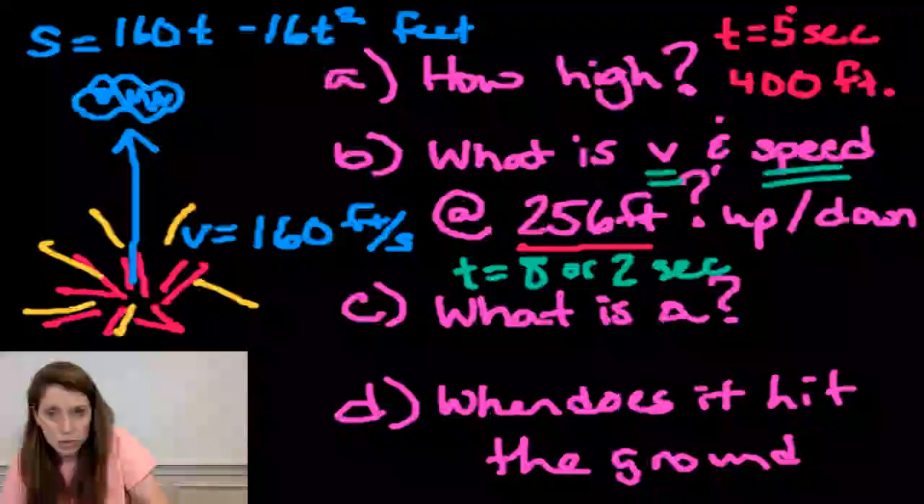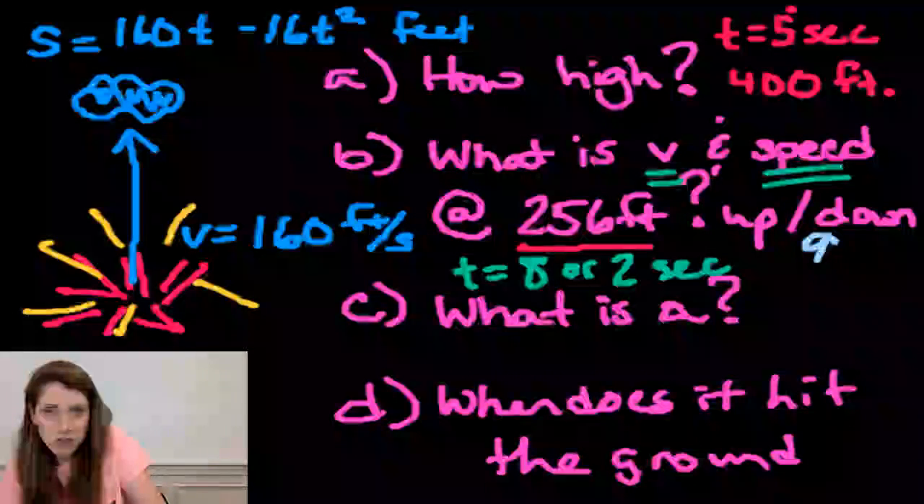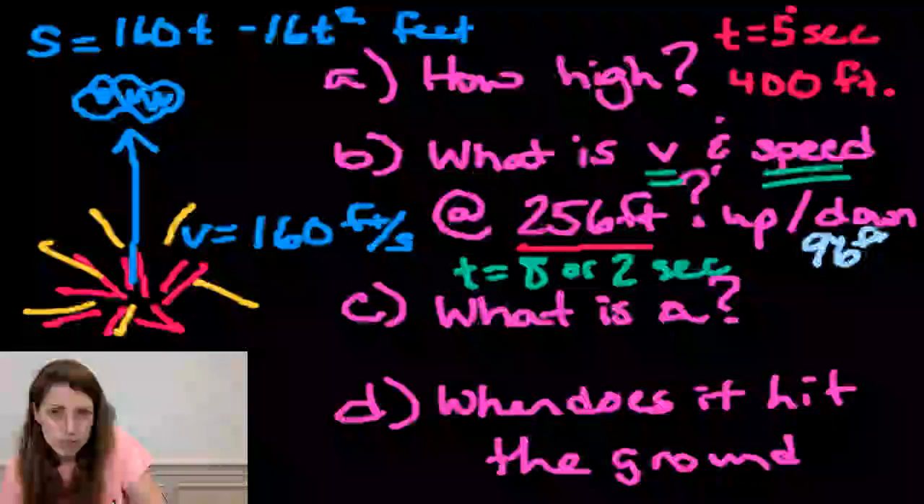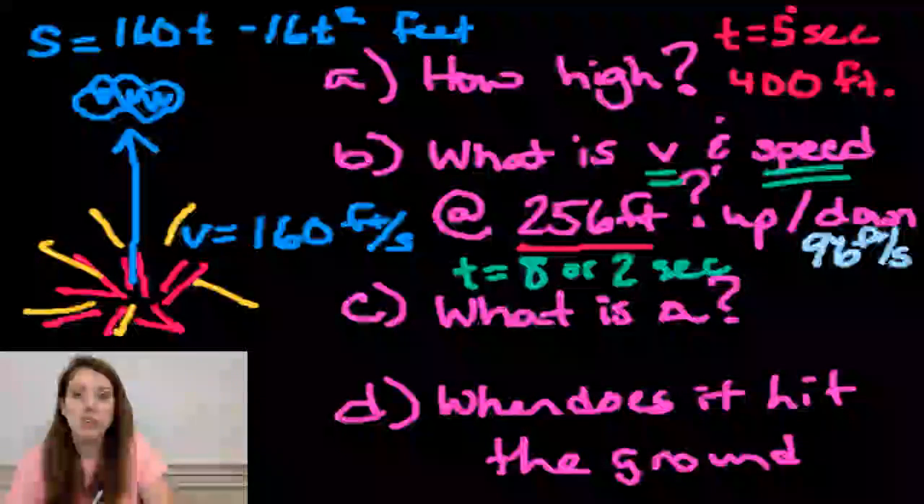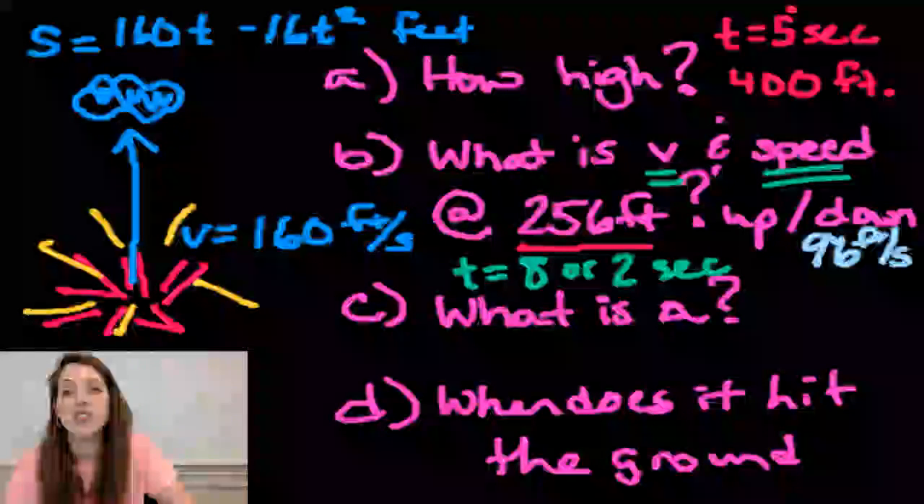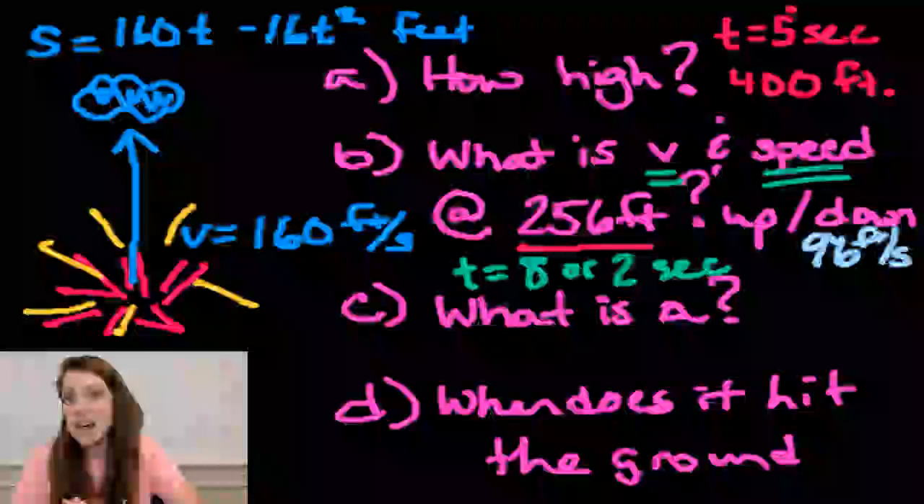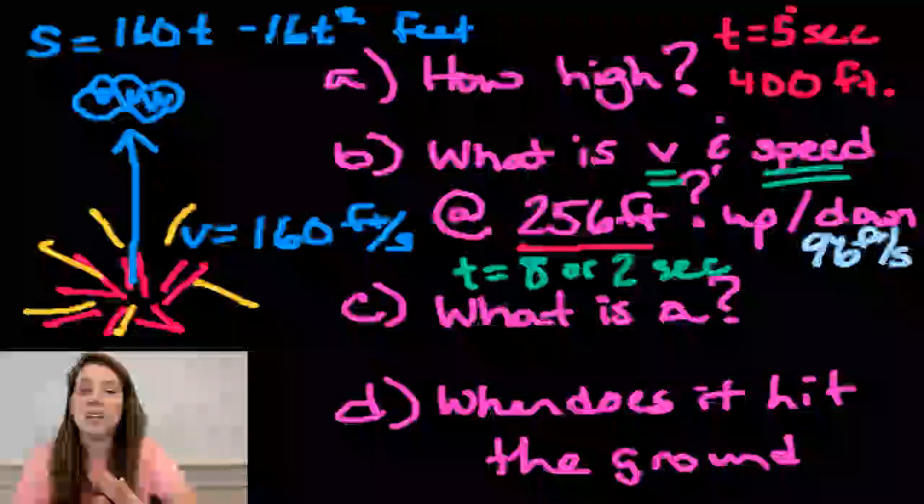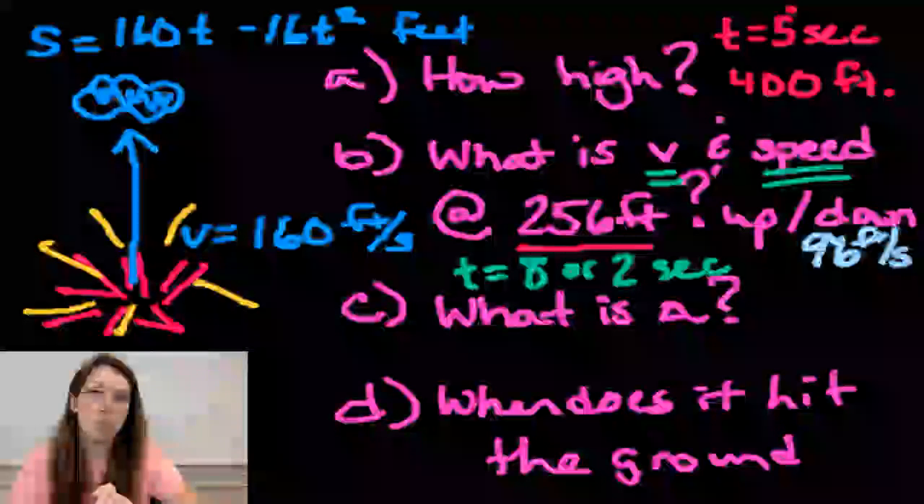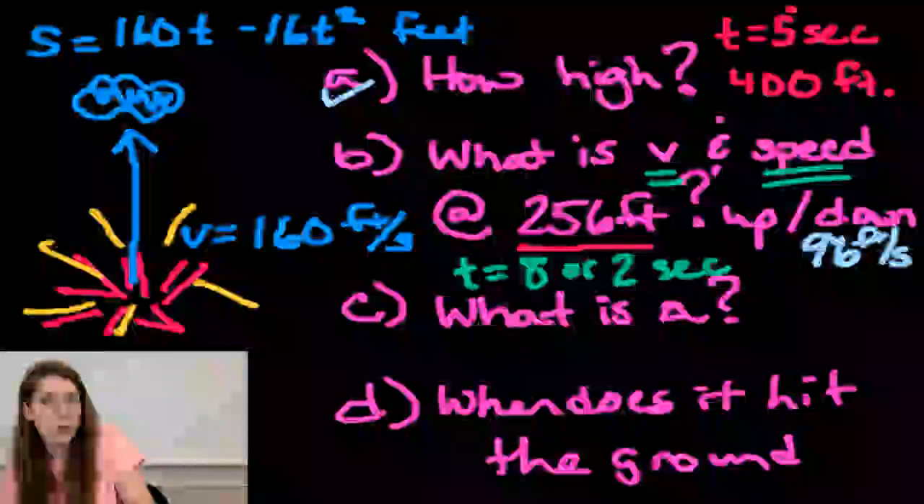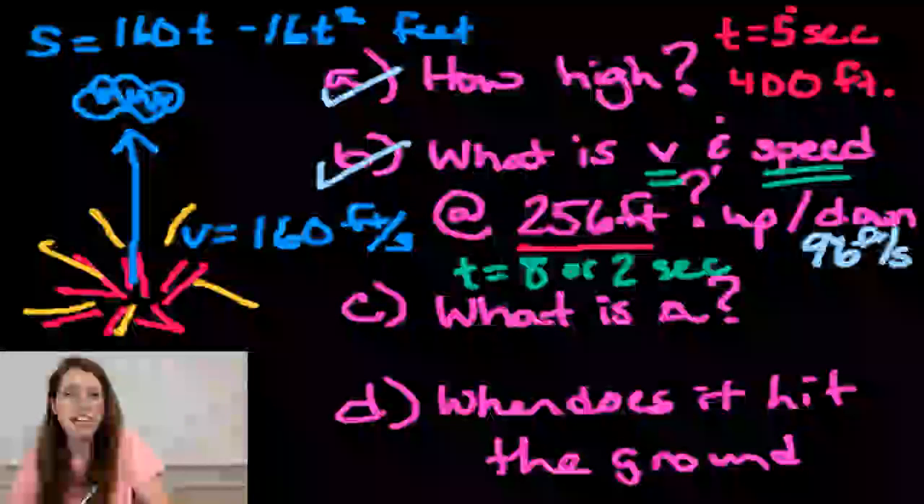I'll just put the 96 feet per second here because I really don't have much room to add it in. But you can put it in your notes however you want to write that down. The answer would be 96 feet per second at 2 seconds and negative 96 feet per second at 8 seconds. Okay. That's check for the first question, check for the second question.